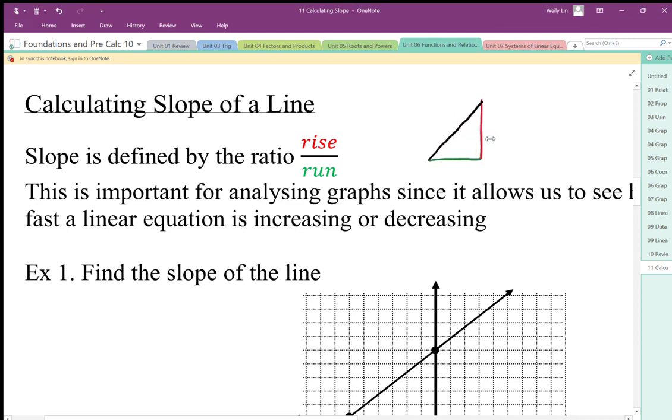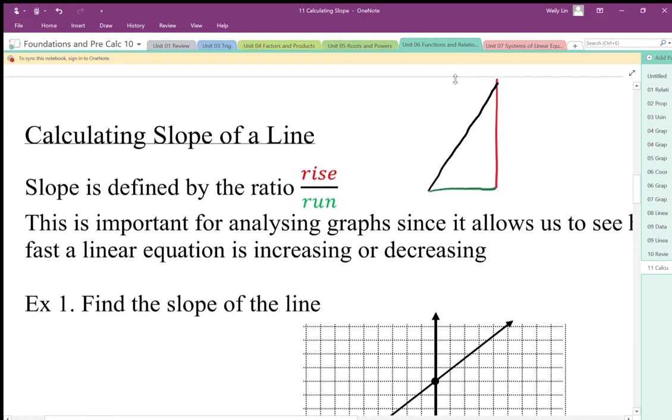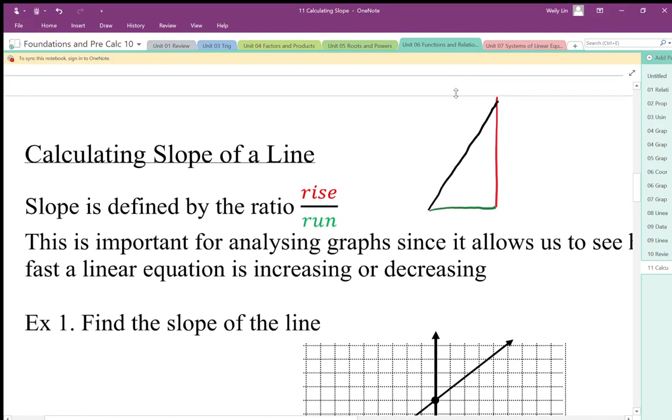If I do the same thing with my vertical, if I change the rise, if I make the numerator smaller, I get a smaller slope. If I make the numerator or my rise bigger, I get a bigger angle or a bigger slope. So as I change that ratio, either the horizontal or the vertical component of that, I will change the angle of that line.